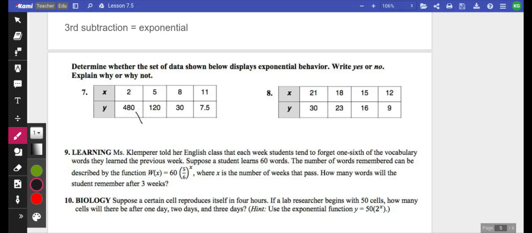So we're going to do 480 minus 120, which is 360. And then 120 minus 30, which is 90. And 30 minus 7.5, which is 22.5.